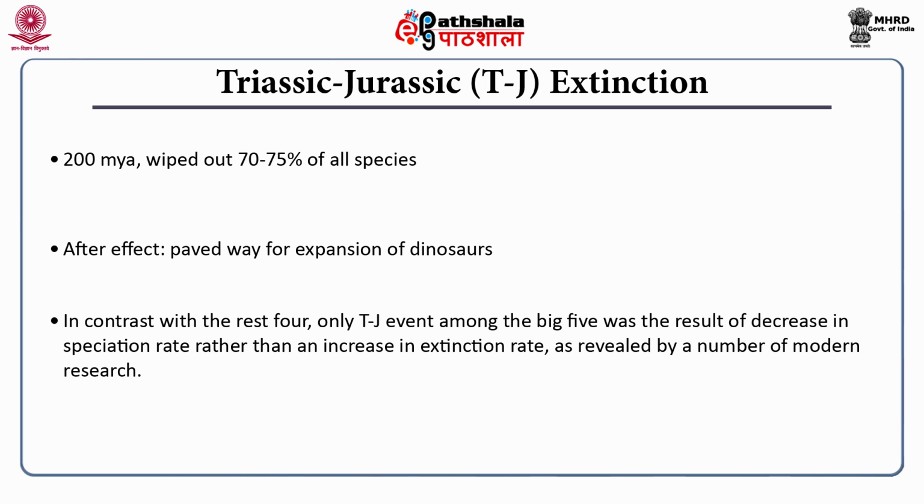So, in contrast with the rest of the 4 extinction events, only the TJ event among the big 5 was the result of a decrease in speciation rate, because the background extinction rate remained the same, only the speciation rate went down, as revealed by a number of modern scientific studies. So, the background extinction rate remains the same, but what actually drove the speciation rate to go down?